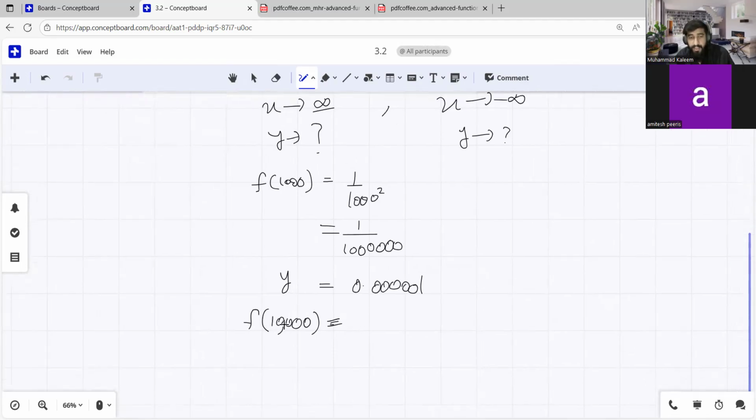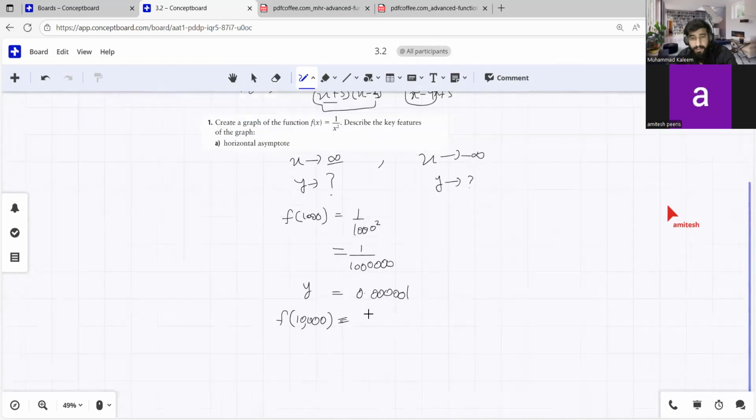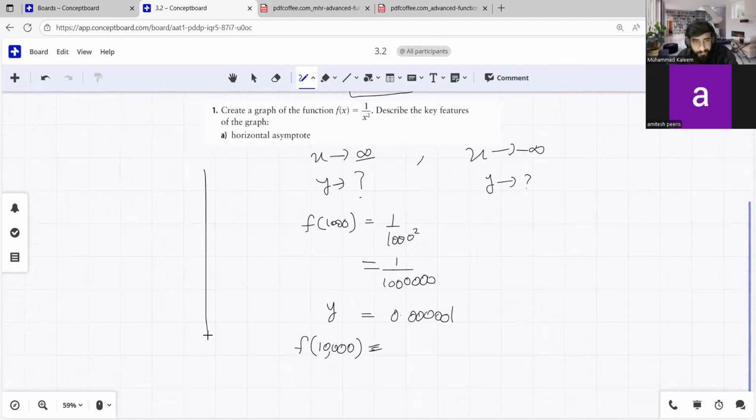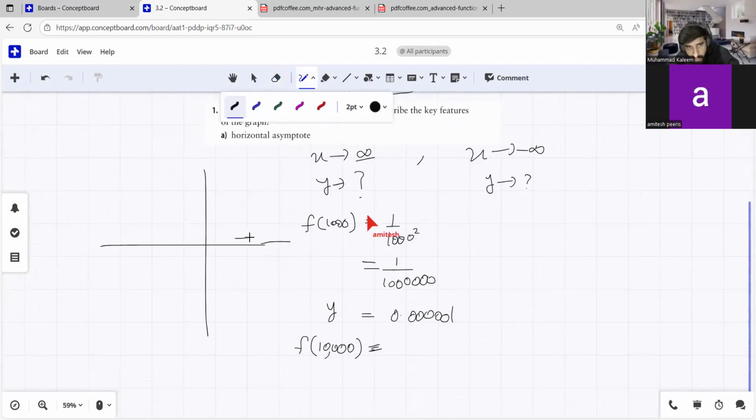Let me try to draw it. When x is 1,000, so its graph will be like this. It's moving closer to zero, right? But it will never touch zero. And we picked a big number because that defines it more accurately. If you pick one or two, then maybe we will get an error in it.